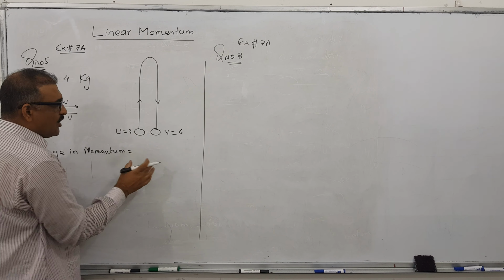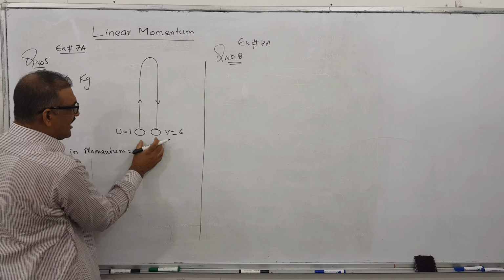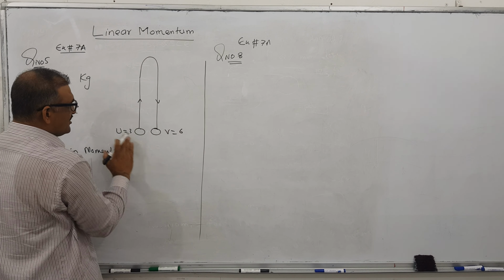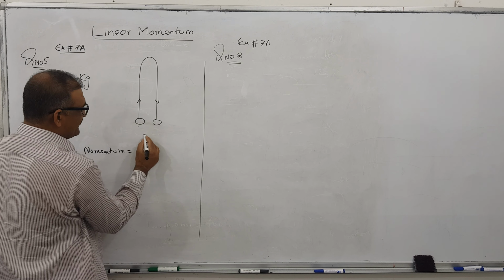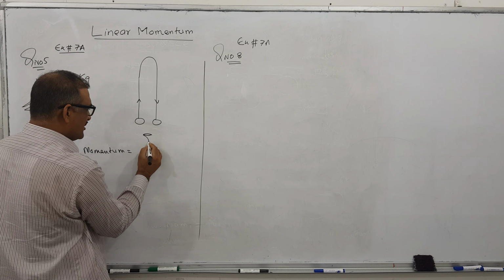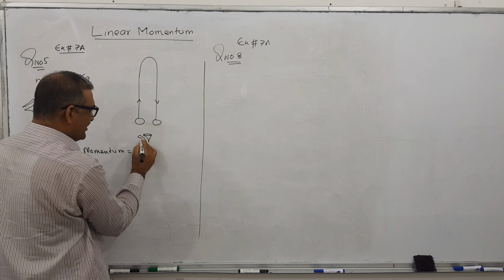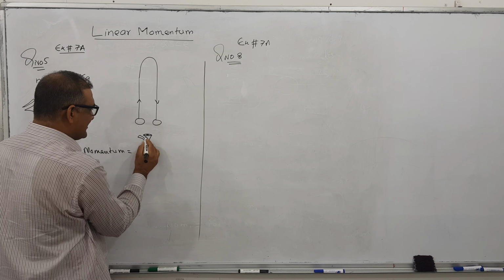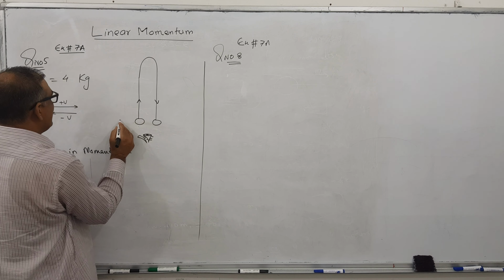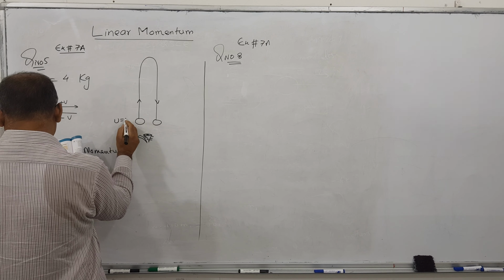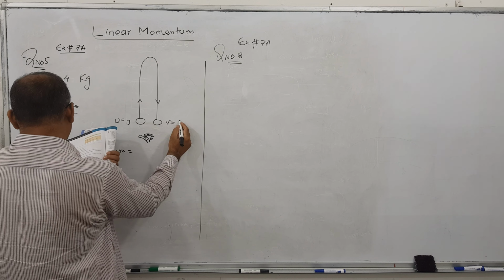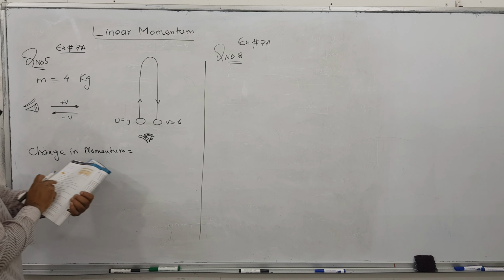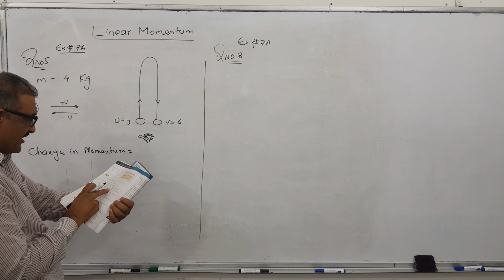I can keep the observer anywhere, down or up, so no issue. For example, this is the observer here. The speed going away is 3, and the speed coming back is 6. So once again, the speeds are 3 and 6.